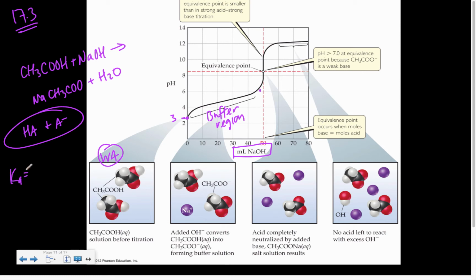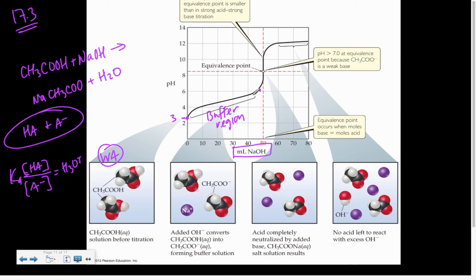Thinking back a little bit, actually, let's just write it out this way: HA over A minus equals our H3O plus. This goes back to our K expression, rearranged so that we can look a little more closely at our pH.